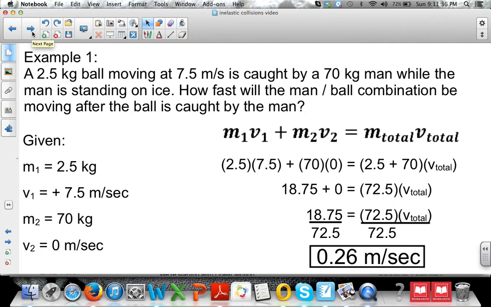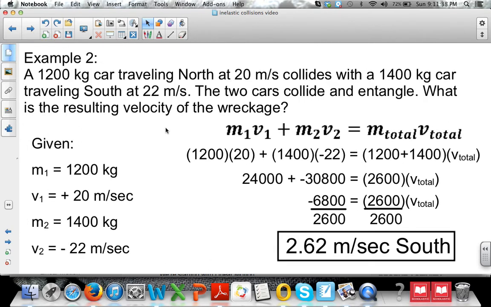Okay, let's look at another example. This time I have a 1,200 kilogram car traveling north, and I'm going to call north positive in this case. Just assign a direction to be positive and negative. We're going to say left is always negative, but if they say north and south, you can make up your own mind. At 20 meters per second it is going to collide with a 1,400 kilogram car traveling south at 22 meters per second. When they collide and entangle, what is the resulting velocity of the wreckage?